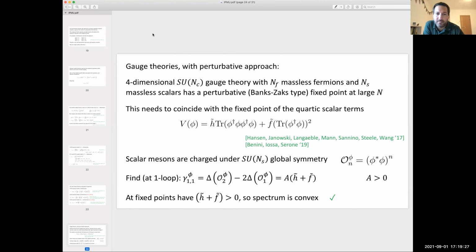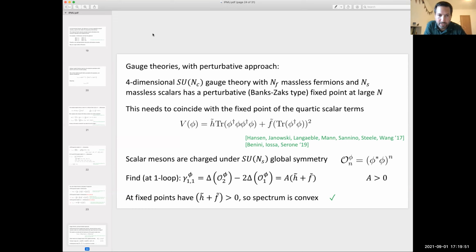And because you have scalars, you also have these marginal operators, quartic scalar operators that I've written down here. And the fixed point has to be a fixed point of everything, of the gauge coupling, but also of these H and F tilde, of the coefficients of these marginal operators. And there is such a fixed point, and that's very nicely shown in these recent papers.